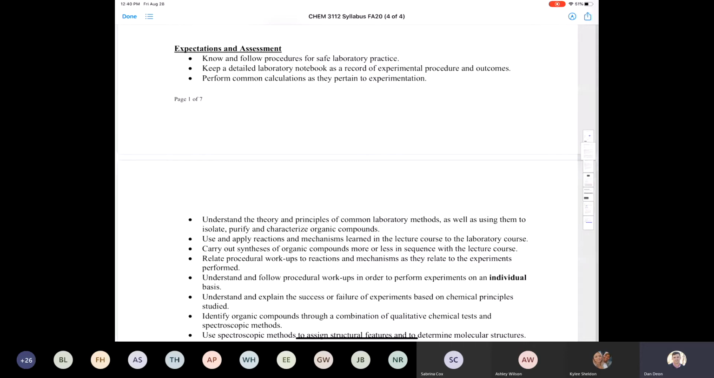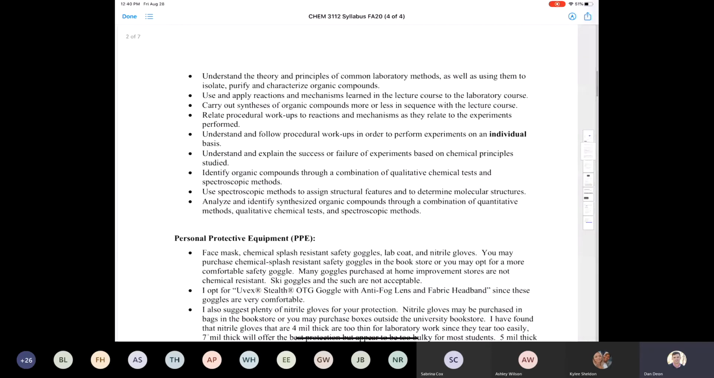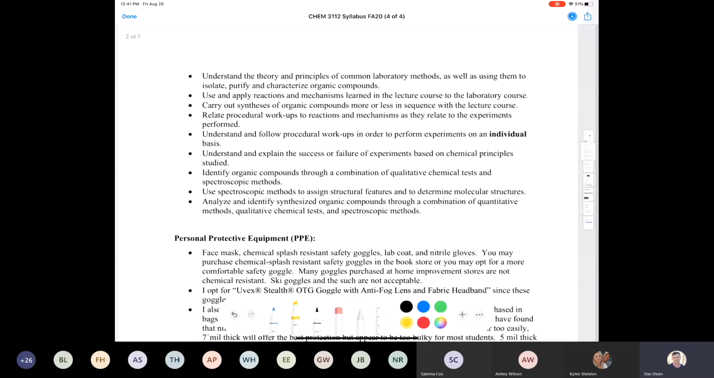So there we go. Anyhow, you have to know and follow safe lab practice, keep a good lab notebook, perform calculations, just good old stoichiometry calculations like you learn in general chemistry. You can read the rest of these bullet points, but you see here that we want you to complete these experiments on an individual basis.